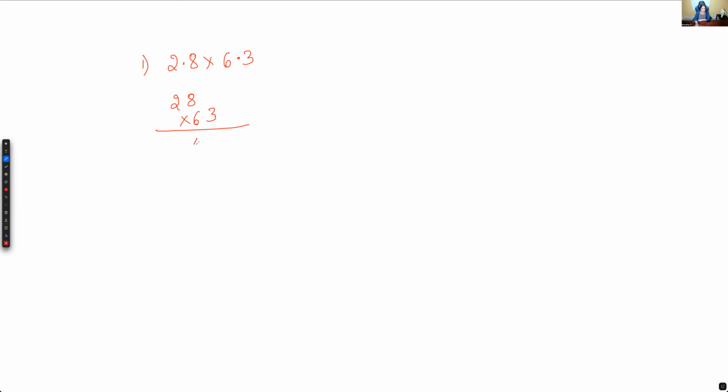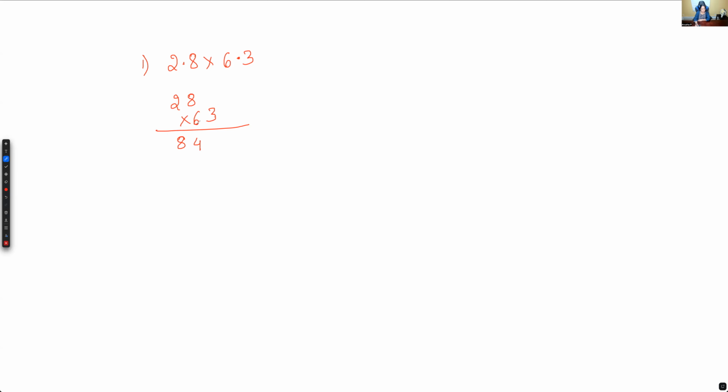3 times 8 is 24. We are doing regular multiplication. 3 times 8 is 24, and we got a carry of 2. 3 times 2 is 6, and 6 plus 2 is 8. So we are writing 8 here.